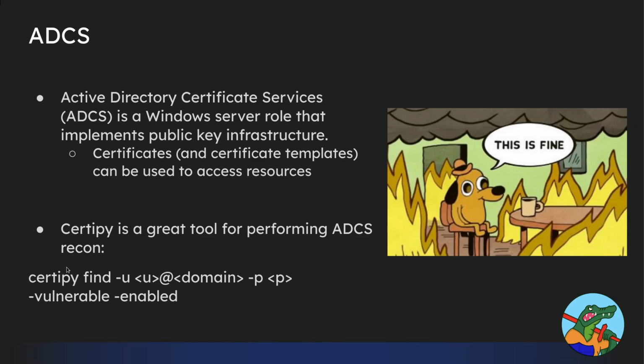All right. Now we're going to talk about something called ADCS. This is Active Directory Certificate Services. Windows loves to make their own tooling for everything. So if you want to have your own private key infrastructure on the network, you can use ADCS.